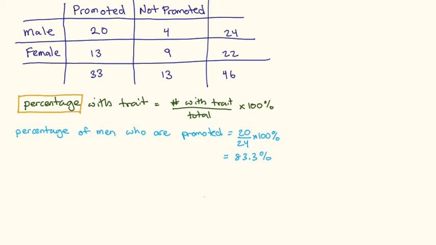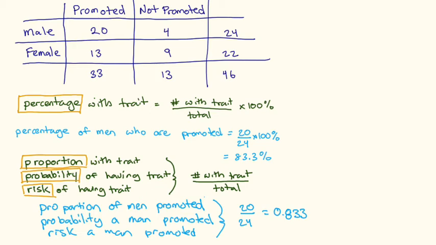So the first formula, pretty easy, is percentage. If we're going to do the percentage of men who are promoted, we're going to take the number of men who were promoted and put it over the total number of men. And then we're going to convert that to a percent.